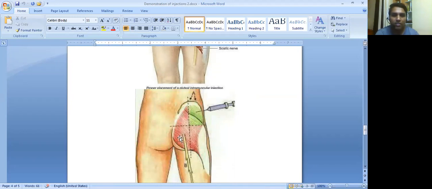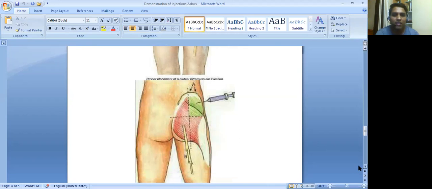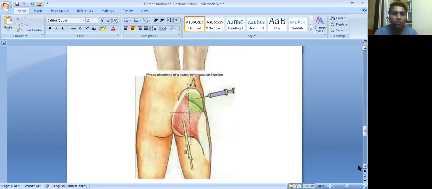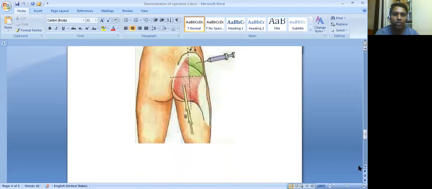If we insert it in the inner and lower quadrant, or inner and upper quadrant, the sciatic nerve is passing from here. Look here, we can see the sciatic nerve passing, so it may produce trouble if the injection is given in the sciatic nerve. So we should avoid this by giving it in the upper outer quadrant.